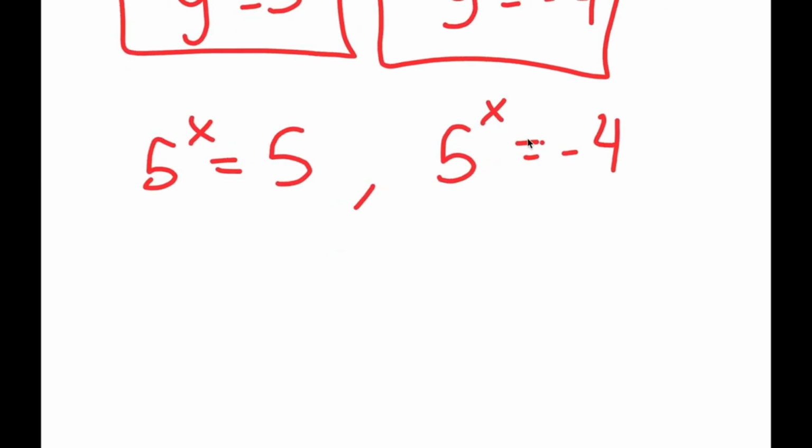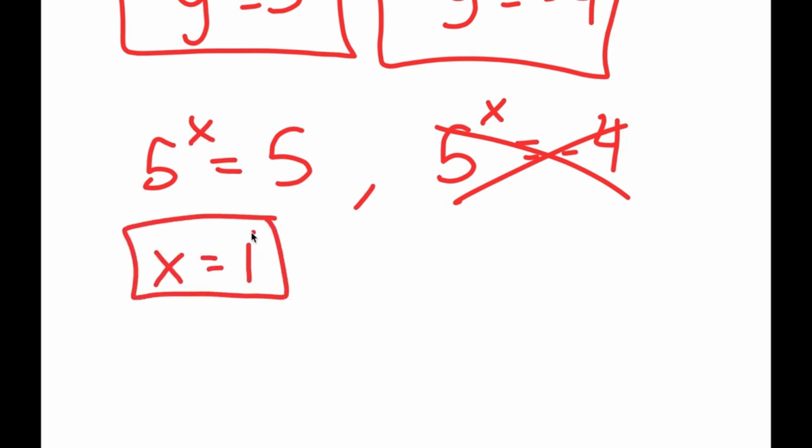So let's look at this equation over here. 5 to the power of x equals negative 4. Well, we can't take the power of a positive number and turn it into a negative number, meaning this equation has no solution. And for 5 to the power of x equals 5, for other exponential equations, we would have to take the log and do a bunch of other stuff. But over here, we could just see 5 to the power of 1 is going to equal 5, because anything to the power of 1 is itself. So this is my solution.